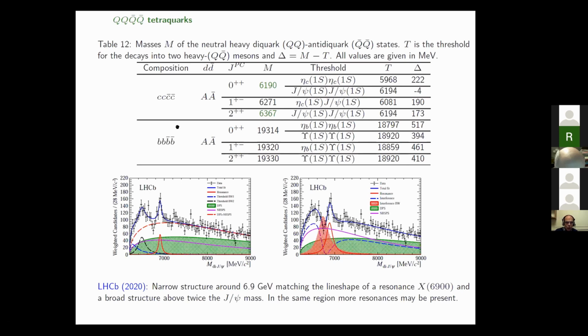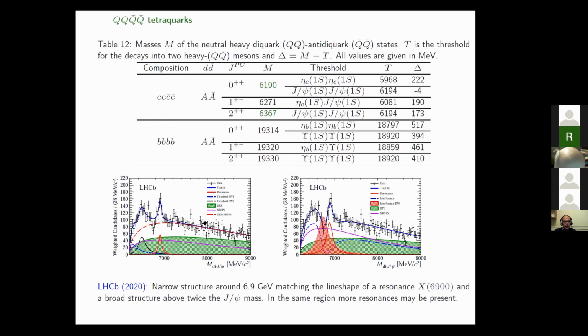And this result is also consistent with calculations on the lattice, which say that there are no fully bottom tetraquarks below the thresholds of the decays into two quarkonium states. These results were obtained in the beginning of this year, and they were included in the diploma work of Elena Savchenko, which was defended in May this year.